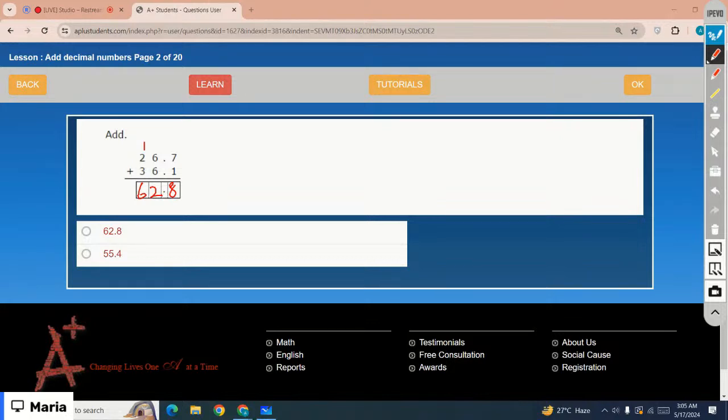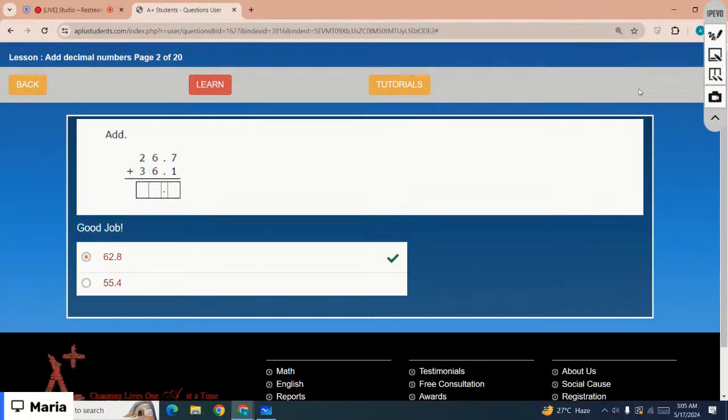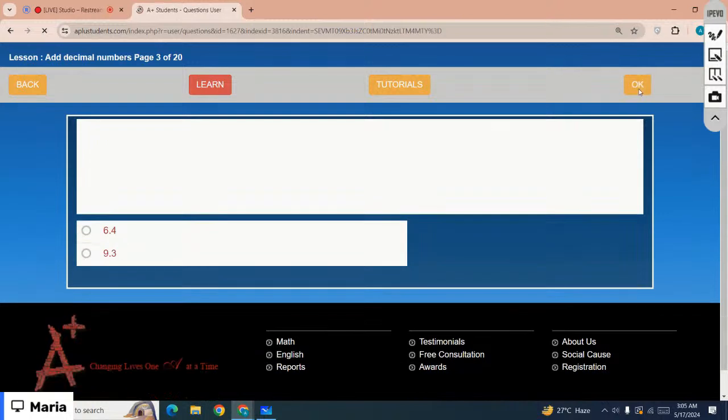We are working on the chapter add and subtract decimals. The lesson we are on right now is add decimal numbers. The correct option is 62.8. Grade 4 math it is. Add decimal numbers, that is the lesson name.